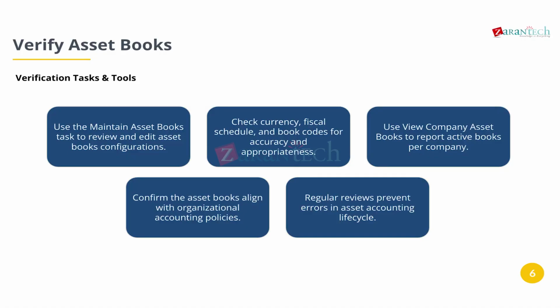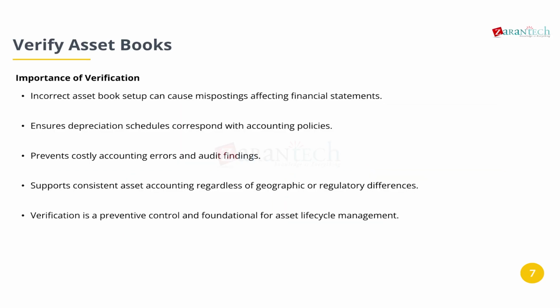Then we also need regular review of the asset book. If we do regular reviews, it will prevent errors in the accounting life cycle. Now, why is it important? Because an incorrect asset book can set up misposting, affecting the financial statements. If we create an incorrect asset book, then when we want to fetch the correct reporting, it will give us the wrong financial statement, and that will affect our financial statements as well.